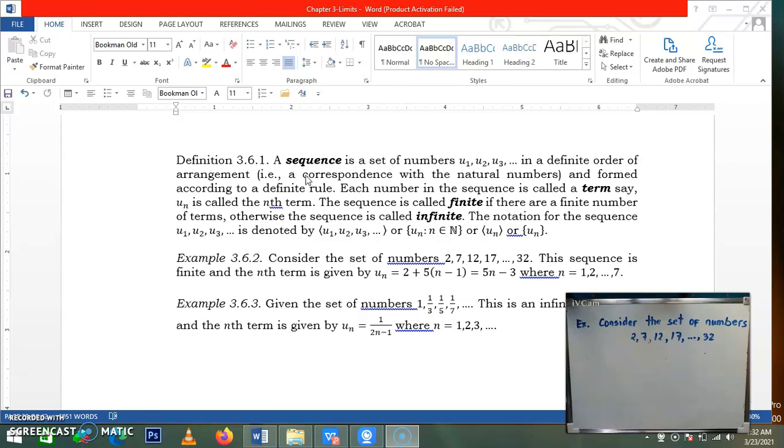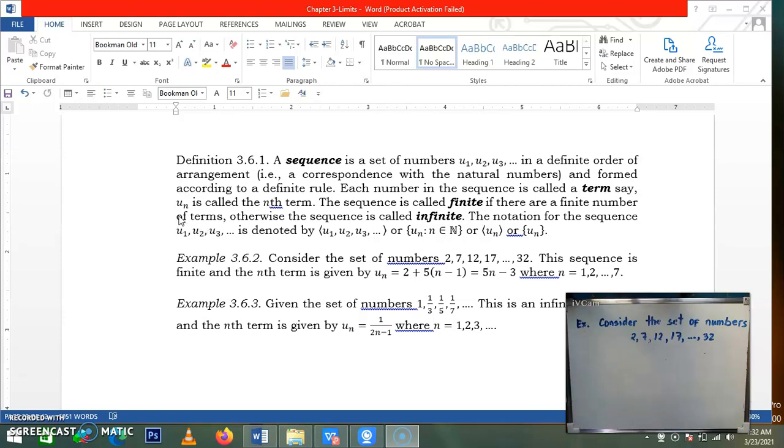So we have here, a sequence is a set of numbers, u sub 1, u sub 2, u sub 3, and so on, in a definite order of arrangement. Means correspondence with the natural numbers and formed according to a definite rule. Each number in the sequence is called a term, say u sub n, and this u sub n is called the nth term.